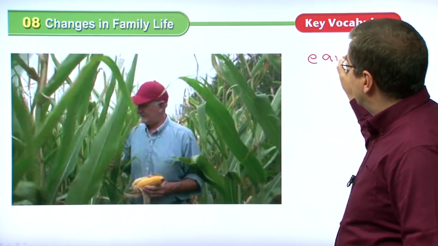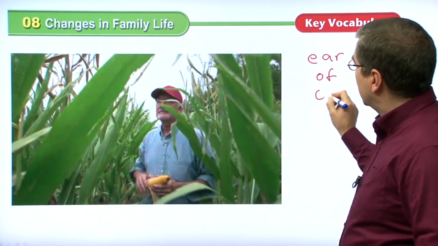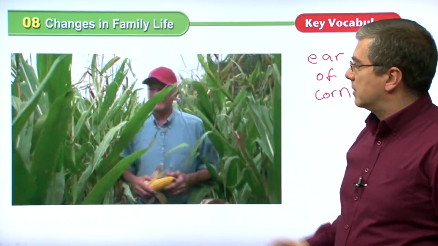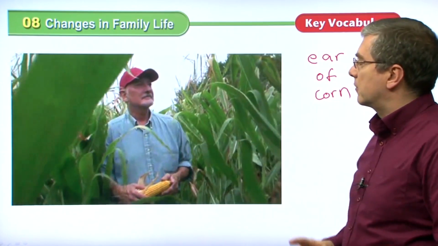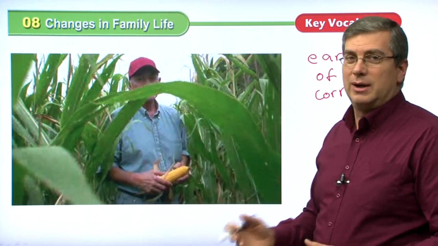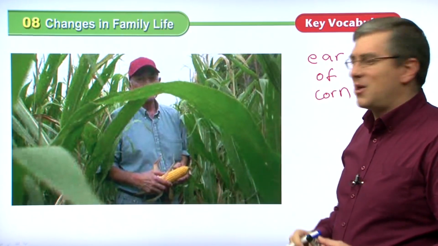An ear of corn. That's how we say, you know, one part of the plant that we take off the whole plant, we call it an ear of corn. Now, one corn stalk will have many ears of corn. Not really ears, right? But we just call it that.